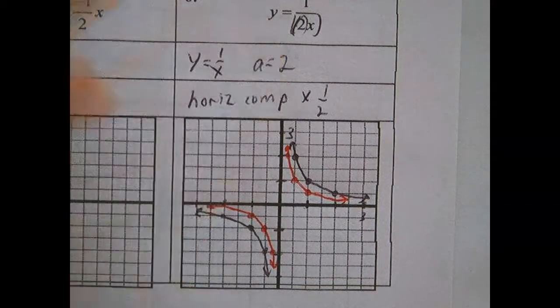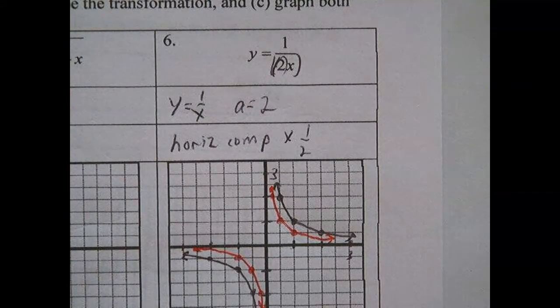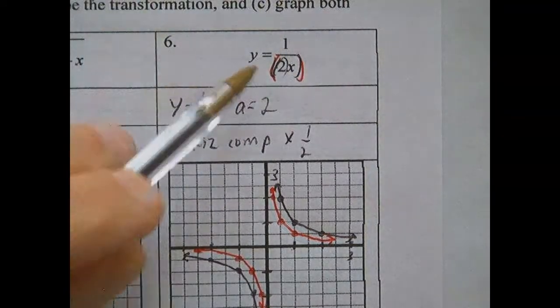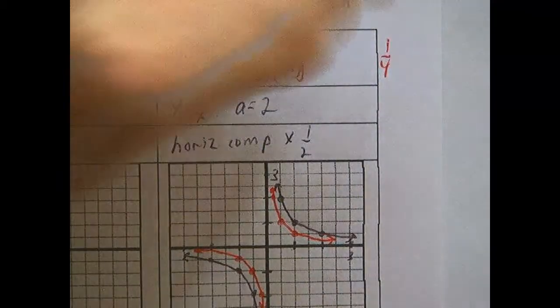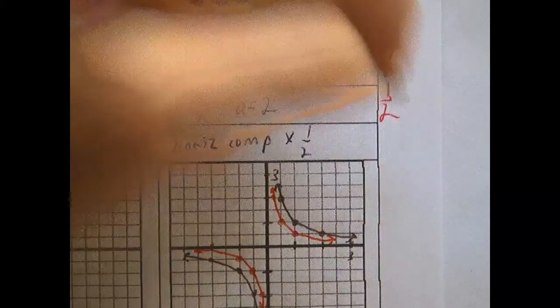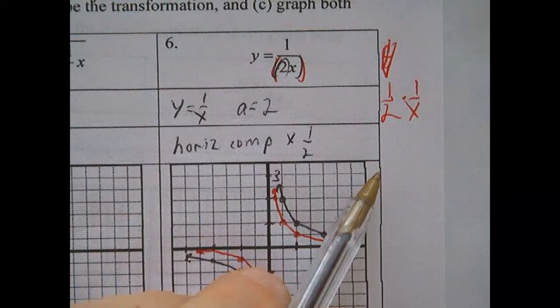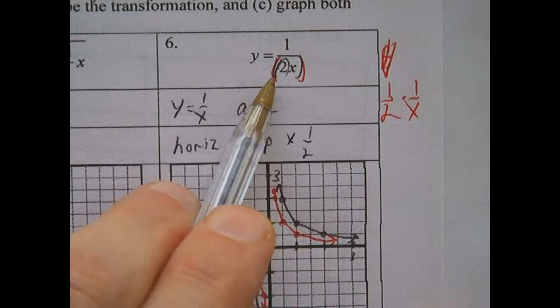Another way to look at this, instead of thinking of that 2 in the denominator as part of the x, which would make it the inner function, and that's why I try to put these parentheses here, so it's the inner function, you can also think of this as 1/2 times 1 over x. Hopefully you agree that that's also equal to 1 over 2x.